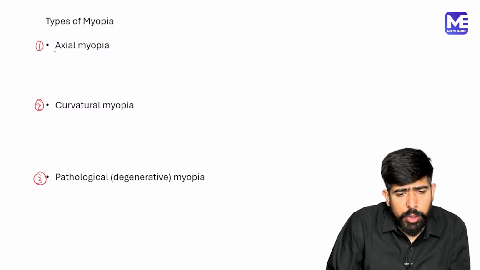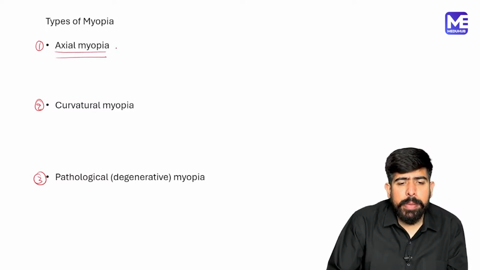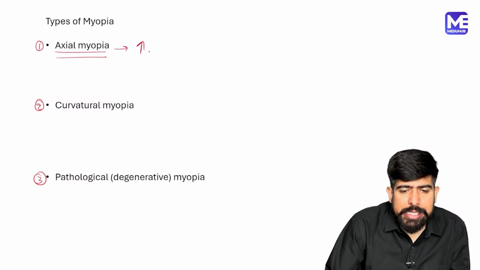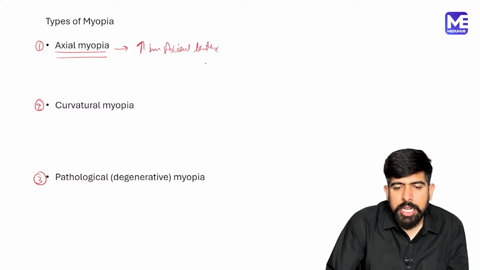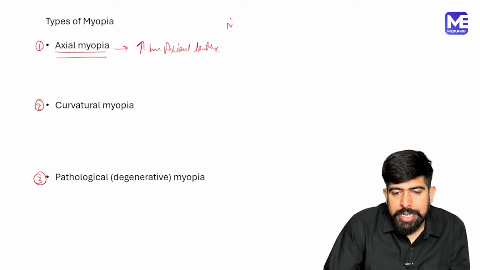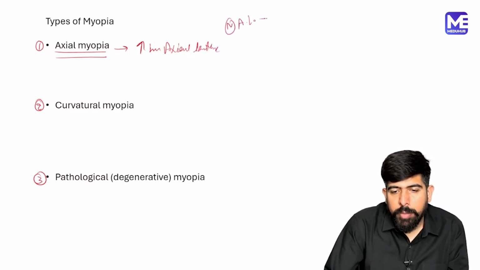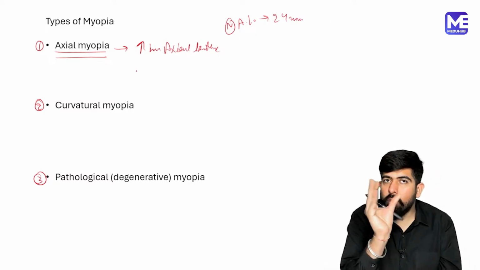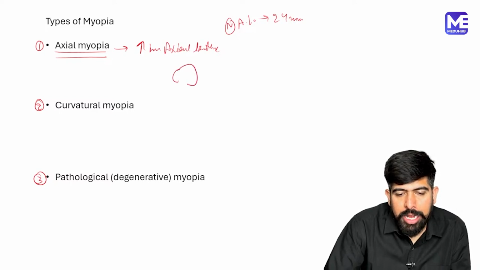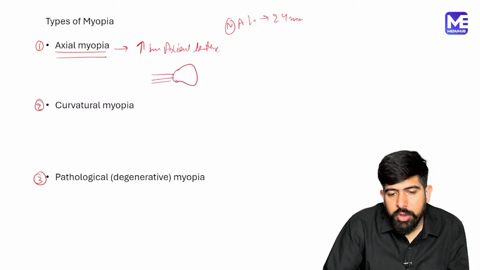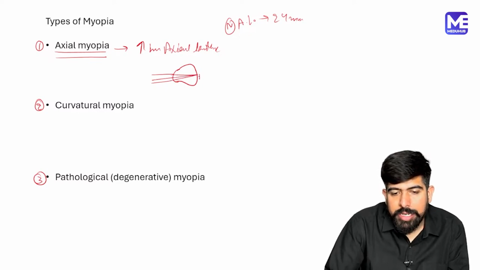Starting with axial myopia, what is seen in axial myopia, guys? Please remember, there is an increase in axial length. The normal axial length is 24 mm. If it is more than that, what will happen? I'm drawing a simple diagram again: this is your eye, and these rays will normally meet on the focus point of the retina.